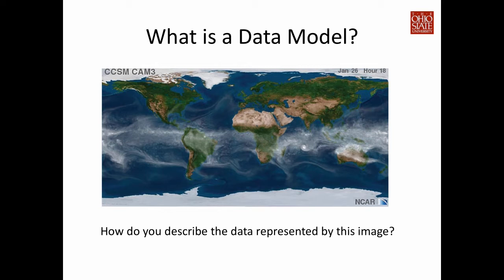After the simulation is completed, you need to output the data. But how are you going to describe what is in the dataset anyway? Clearly, you need to have some kind of structure in the data file. The model used to describe the organization and the content of the dataset is the data model.